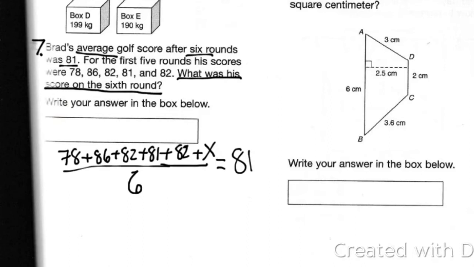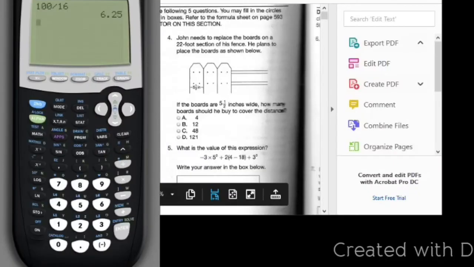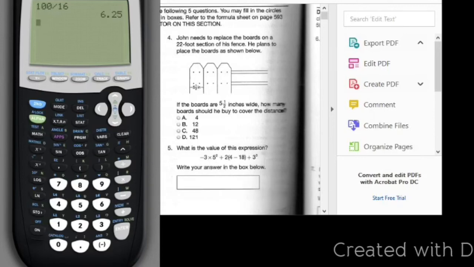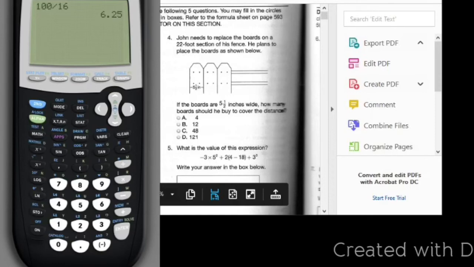You have 78. I'm typing it in my calculator right now. I'm going to use my TI calculator. I just popped it up, and you can see that right here. Okay. So I'm just going to let that sit there, and I'm going to add my values up that I was given.